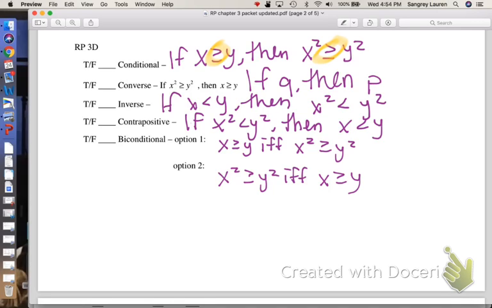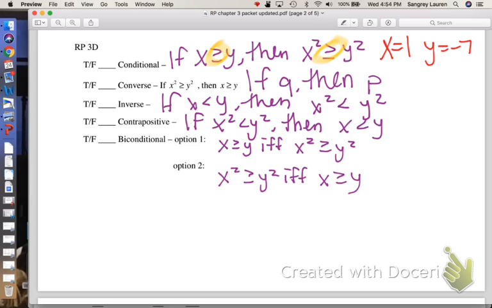Now, as far as these being true or false, if we're saying they're false, we need counterexamples. So for the conditional, I believe this is false, and here is my counterexample. What if X is 1 and Y is negative 7? So X is greater than or equal to Y because 1 is greater than or equal to negative 7. But if I squared them, I would get 1 and 49. And 49 is obviously bigger. So that would be my counterexample for number 1.